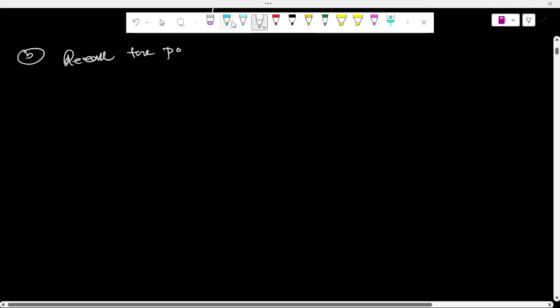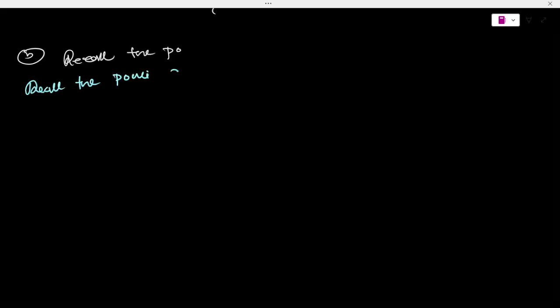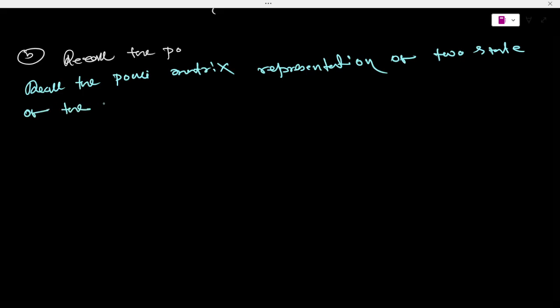Now the second question, B. The second question says: recall the Pauli matrix representation of two states, like two states of the system of an electron.